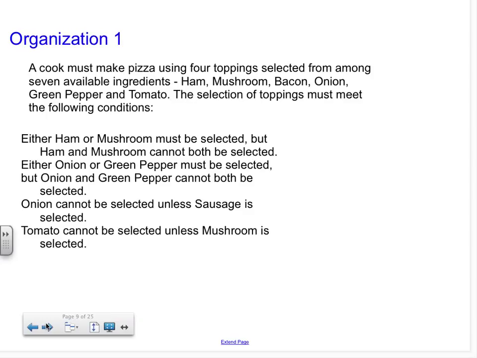Please take a moment to read through Organization Question 1. Press pause, and when you are ready to continue, press play.